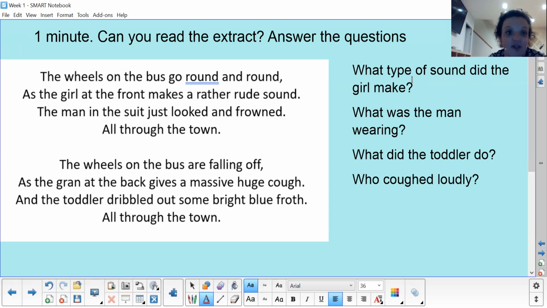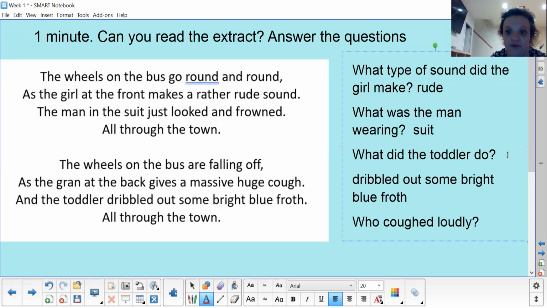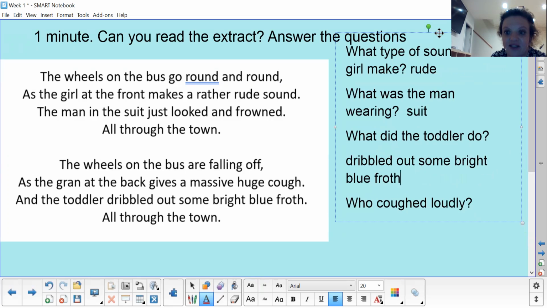So what type of sound did the girl make? It was a rude sound. She made a rude sound. What was the man wearing? He was wearing a suit. What did the toddler do? Okay, he dribbled, which means some water came out of his mouth, out some bright blue froth. And the last one, who coughed loudly? It was the gran at the back. Fantastic. Well done if you got all of those right.